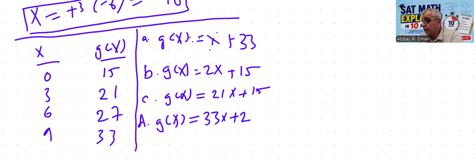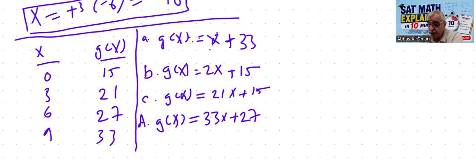Okay. So how do we solve this problem? We have to substitute all the values of X. Each equation should satisfy all the values of X. So if we substitute X equal to 0, we should get G of 15; for 3, 21; for 6, 27; and for 9, 33. Any equation that satisfies all these four conditions is the correct one. So we'll start with the first one. If X equals 0, then G equals 33. Here G is 15, so A is wrong.